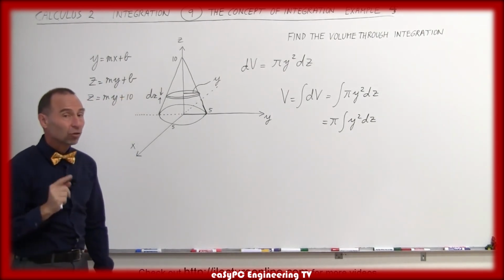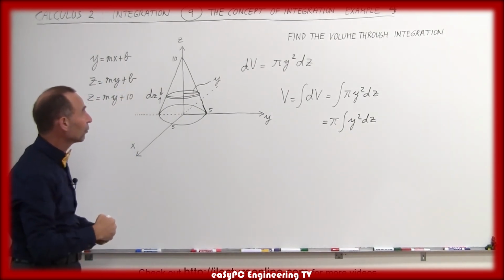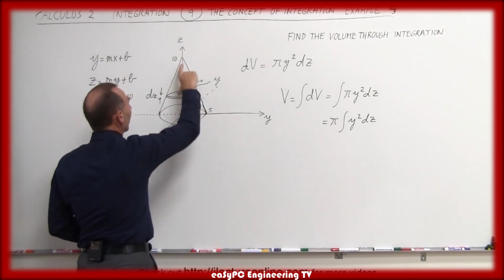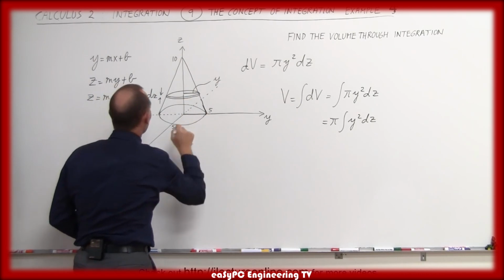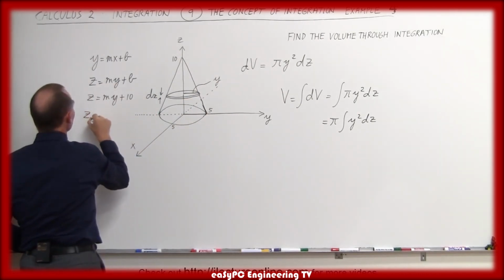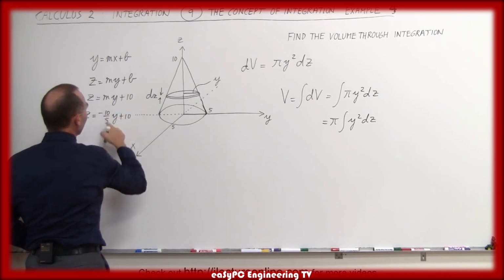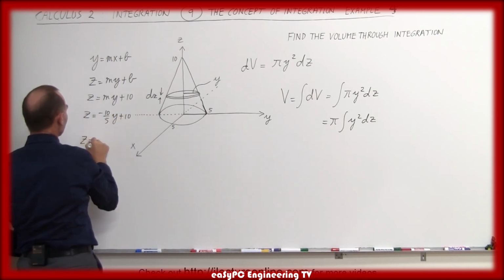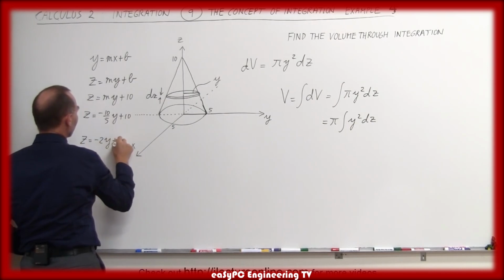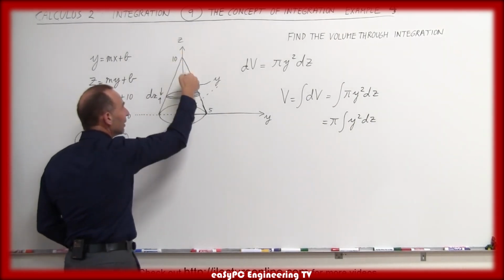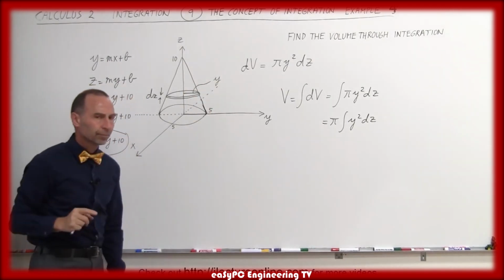Now we still need to find the slope, and the slope is by definition the rise over the run. In this case, it's a negative slope, and the rise would be a negative 10, the run is 5, so that means z is equal to minus 10 over 5 y plus 10, and simplifying that, z is equal to minus 2y plus 10 is the equation that relates y to z via the edge of the cone.